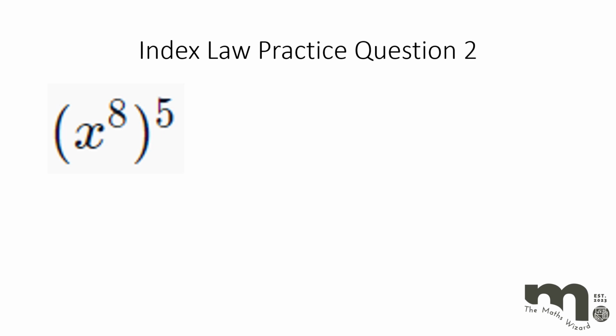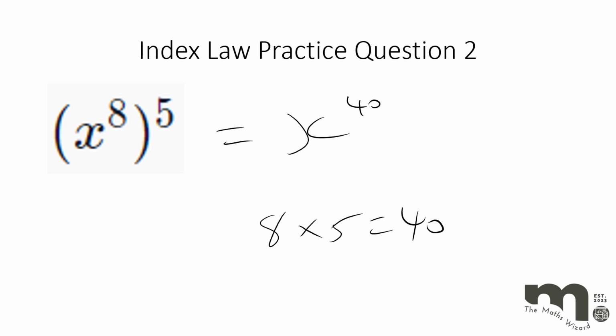Okay, so this one then, we've just got to multiply that 8 by 5. So 8 times 5, remember, is 40. So we will end up with x to the power 40 for this one. And if we were to write that out in full, what this essentially means is x to the power 8 times x to the power 8 times x to the power 8 times x to the power 8 times x to the power 8.